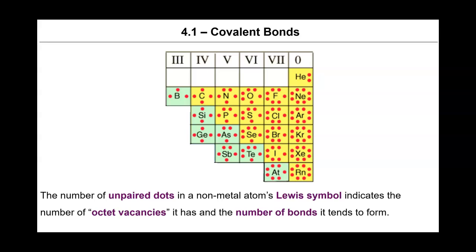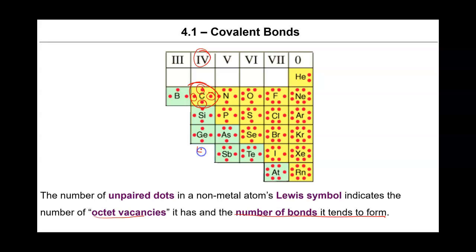So when we look at the Lewis symbol of the non-metals, what we observe fairly quickly is that the group number corresponds to the number of dots around an atom symbol, and also that the number of unpaired dots in an atom's Lewis symbol indicates what we call the number of octet vacancies, and that is the number of bonds that it tends to form.